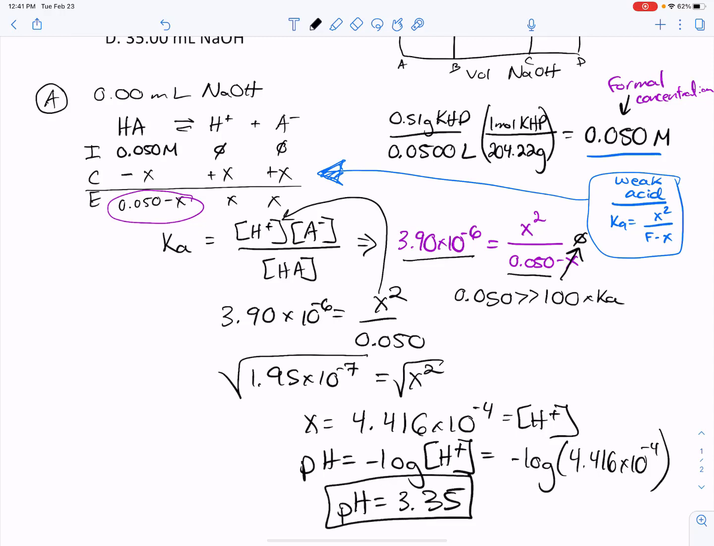Let's check our sig figs here. We had 2 sig figs in our formal concentration, and that's going to be our lowest number of sig figs, which means this value here has 2 sig figs. And the rule for taking the sig figs from a log is that however many sig figs are in the number you're taking the log of tells you how many decimal places you need to report. Okay, so 2 sig figs means we have 2 decimals. All right, let's go forward.